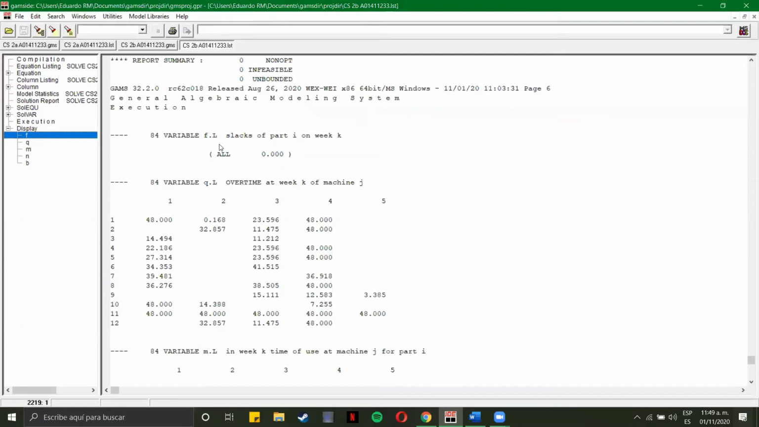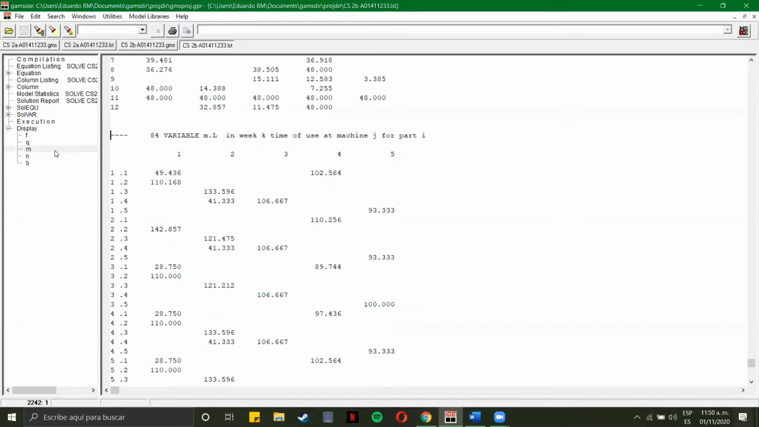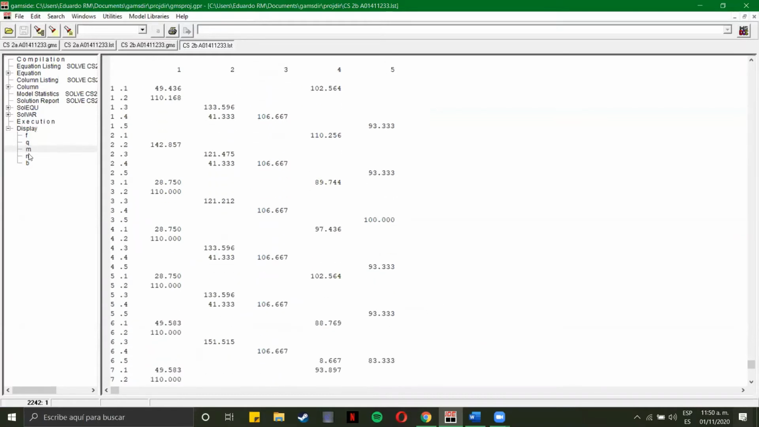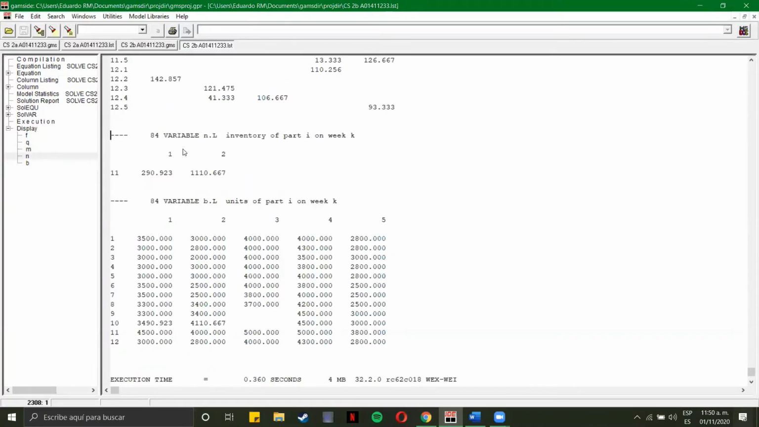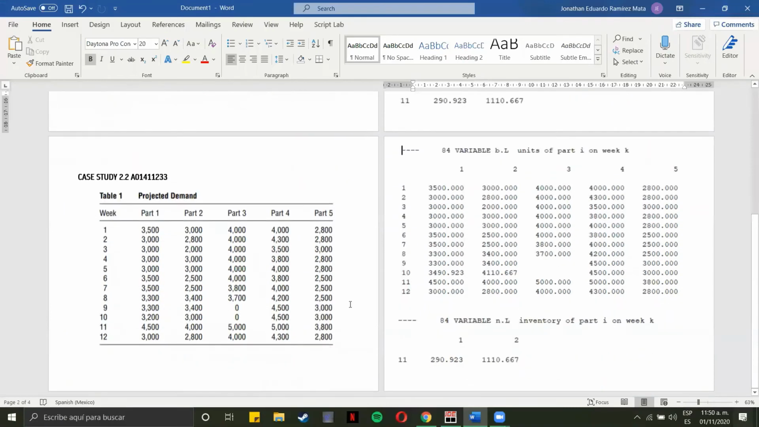So we have here the results, and we can see that we have no slacks. So for that, we can say that we are meeting all the demand. There is our overtime. None of those values exceed the 48-hour limit. Then is the schedule for each of the weeks. Then we have the inventory. We know that we have inventory at week 11 for part 1 and part 2. And then after that, we have the total units produced for each of the parts.